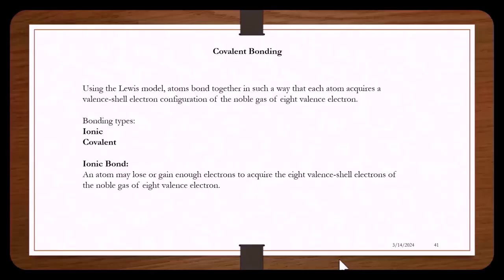Now we can move on to covalent bonds. Before we do this, I want to go over some things that we already know about bonding and ionic bonds. Using the Lewis model, atoms bond together in such a way that each atom acquires a valence shell electron configuration of the noble gas, of 8 electrons. We know there are 2 main types of bonds, ionic and covalent. We know that ionic bonds form between atoms with the loss or gain of electrons to acquire the electron configuration of the noble gases.